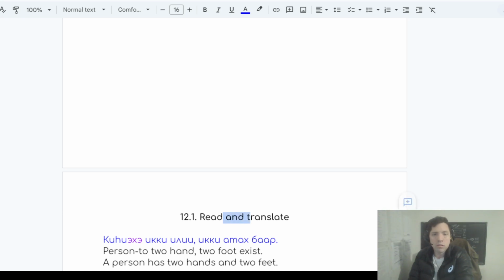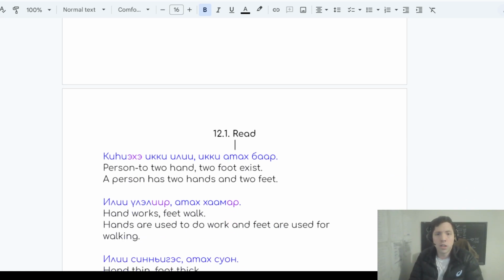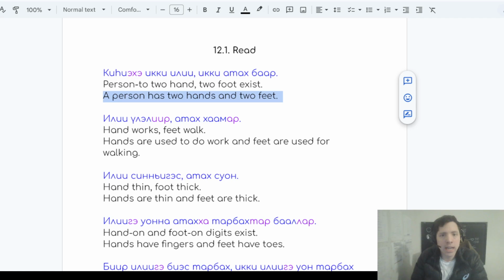No longer read and translate. You can still translate it if you want to go to the OG PDF. But today and every day in these lessons, we are just reading. Okay. Kihere iki ili iki atakbar. A person has 2 hands and 2 feet. Kihere iki ili iki atakbar.